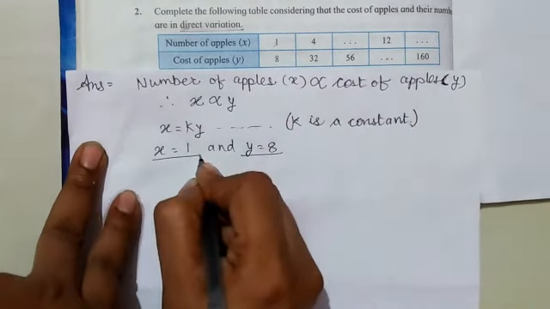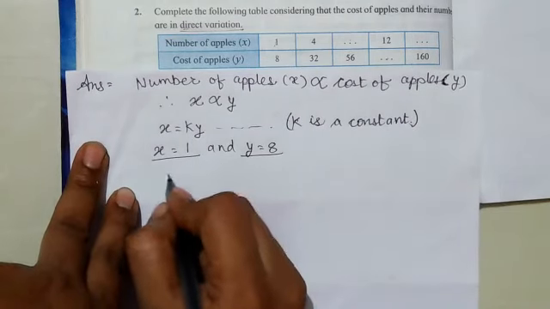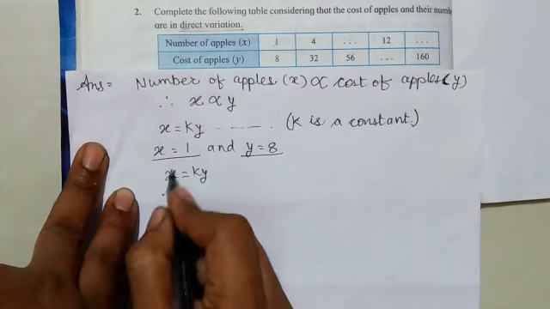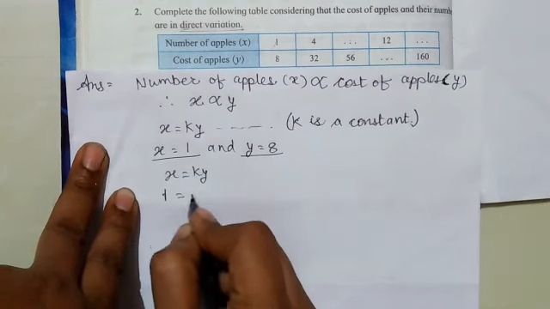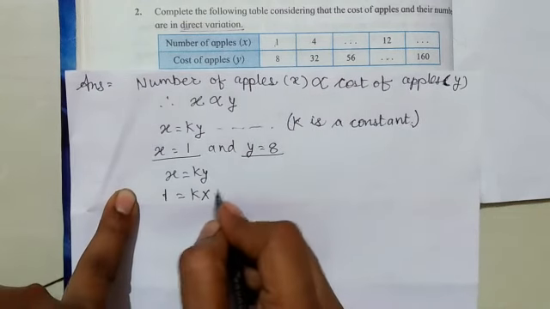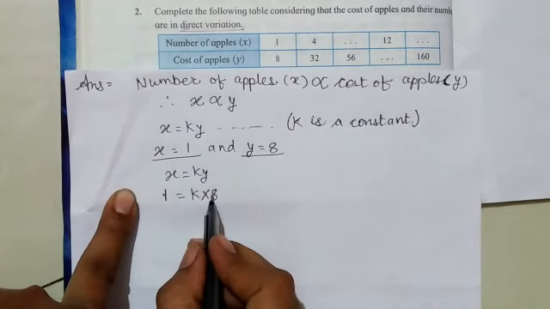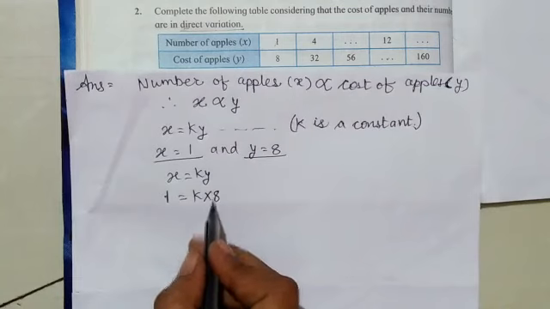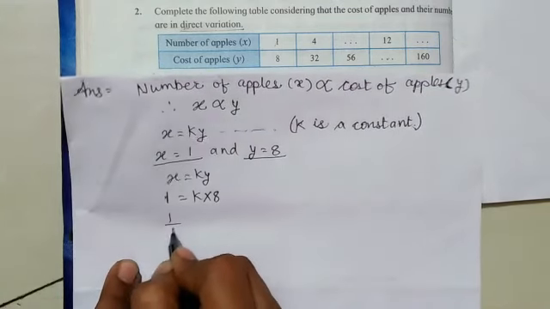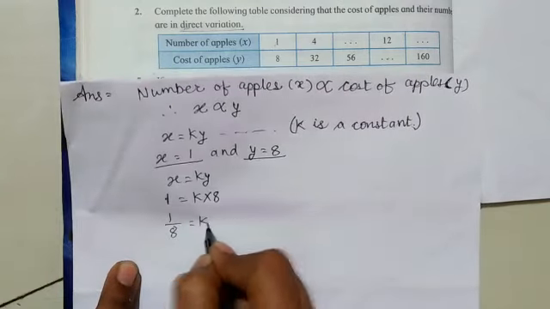So these two values we have to put into the equation x is equal to ky. Here x is 1, so 1 is equal to k into y, and the value of y is 8. Now this 8 is multiplying here, while going to the opposite side it will be divided. It means 1 upon 8 is equal to k.